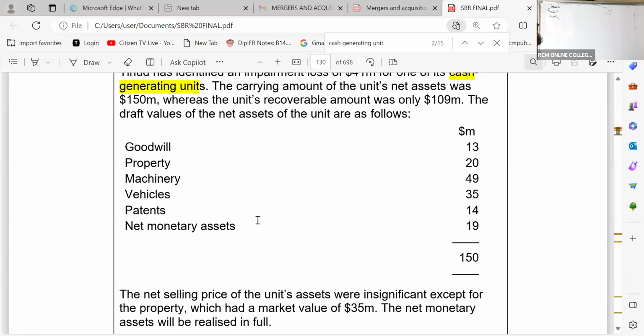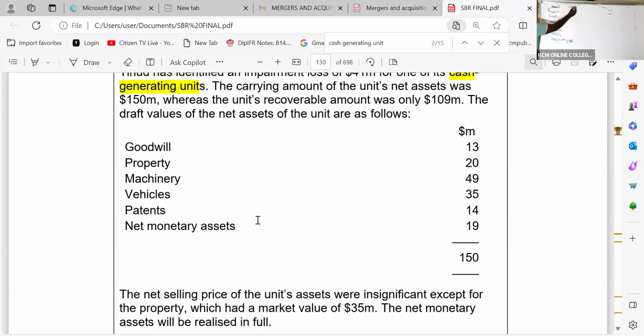We have, in this case here, machinery. Then we have, ladies and gentlemen, vehicles. Then, ladies and gentlemen, we have patents. And then lastly, we have net monetary assets.